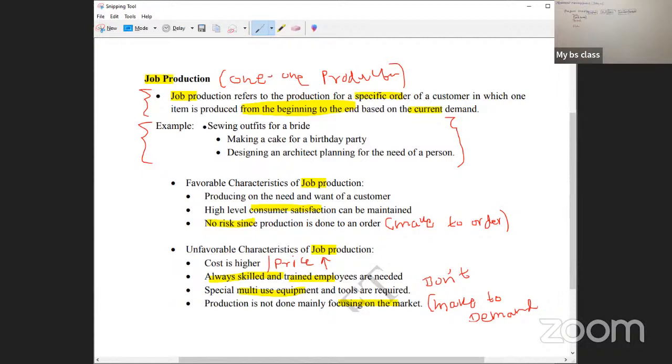Right guys, so try to complete that, and then we'll move to the next production method, which is the batch production.